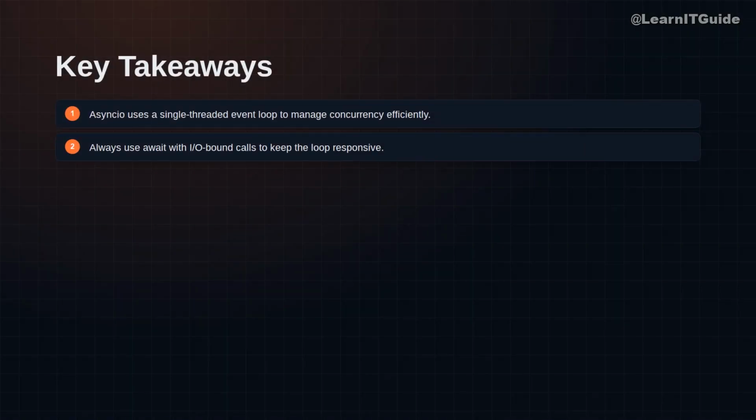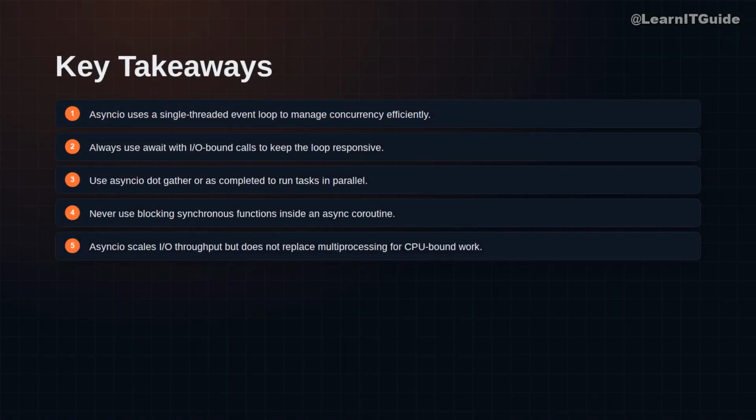You now know the basics of Async I/O. Remember that the event loop is your best friend for I/O efficiency. Always remember to use await when calling async functions to avoid blocking the loop. Use gather or as_completed to manage batches of tasks effectively. Avoid blocking synchronous code at all costs, as it kills your performance. Finally, keep in mind that Async I/O is for I/O throughput, not CPU heavy lifting. Master these points, and you will be building highly scalable services in no time.